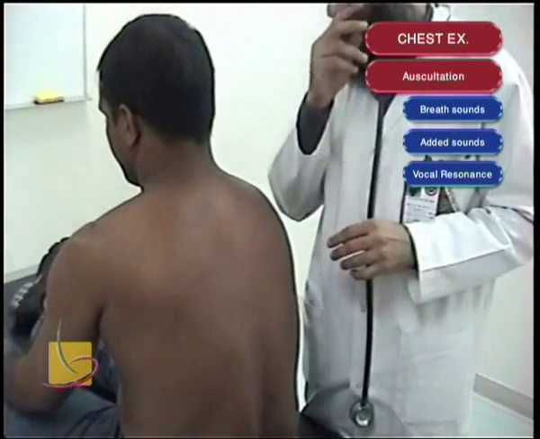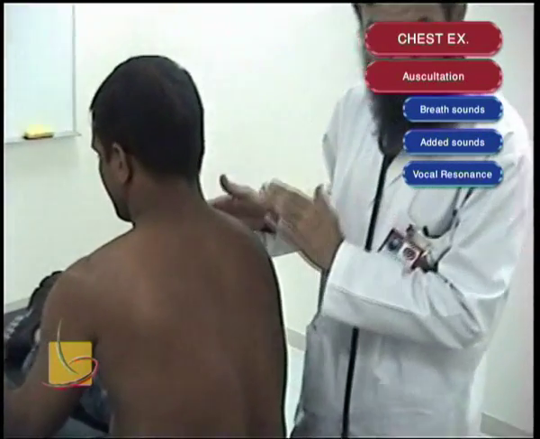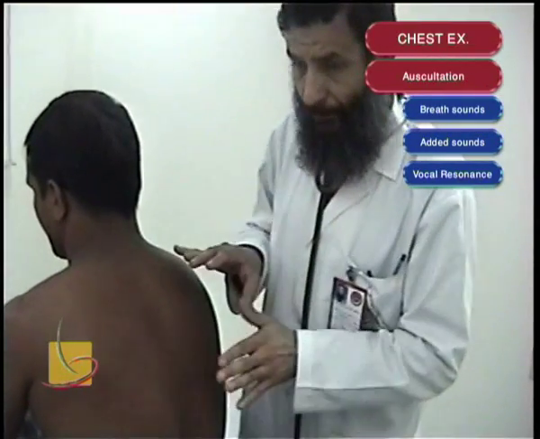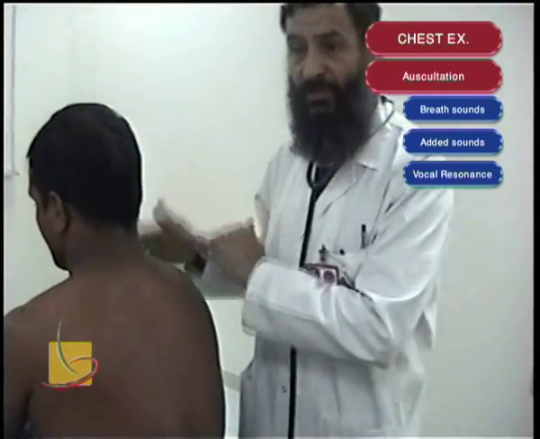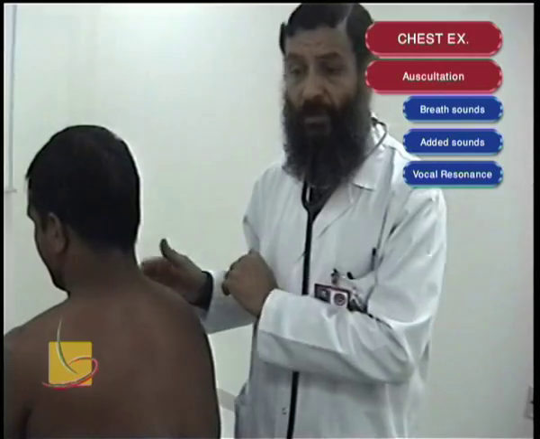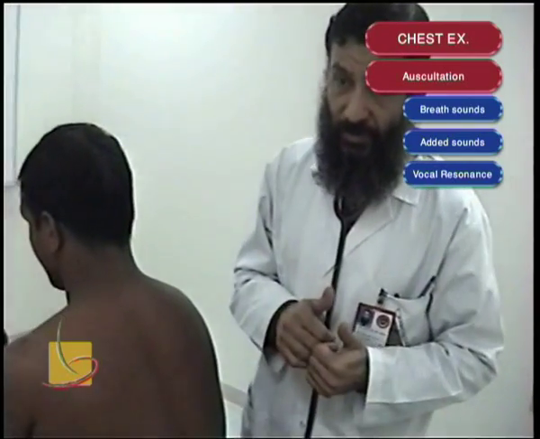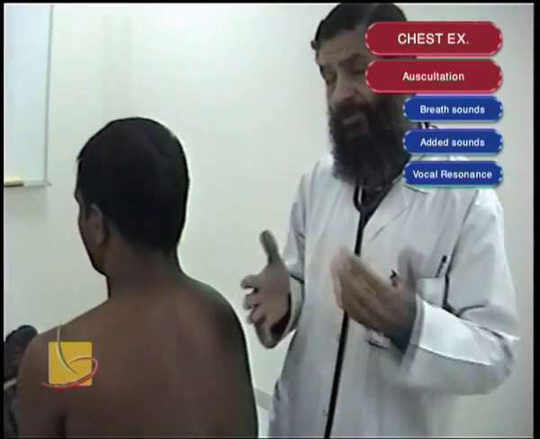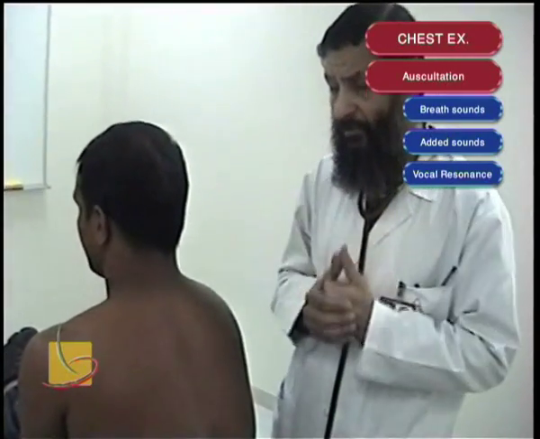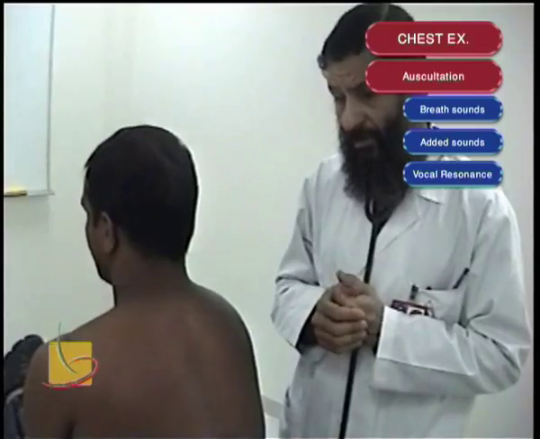And remember here that what you say about tactile vocal fremitus should be the same as the vocal resonance. You cannot say decreased tactile vocal fremitus and then increased vocal resonance. This may become nonsense. It means that probably you don't understand the mechanism, or you have some problems in the ears.